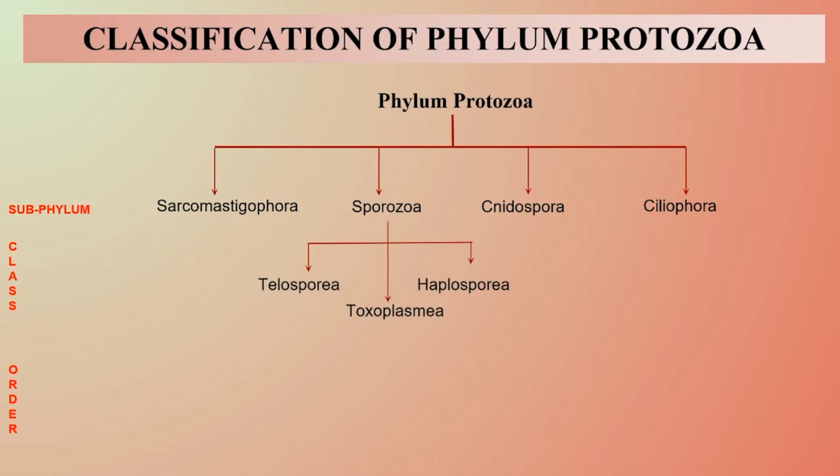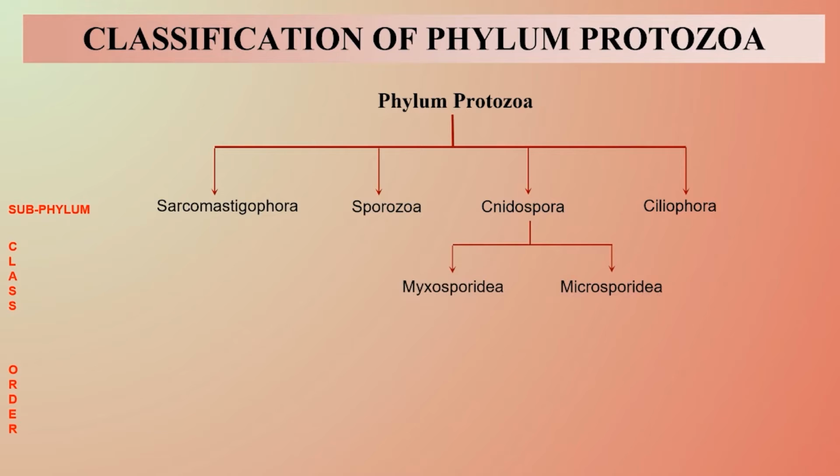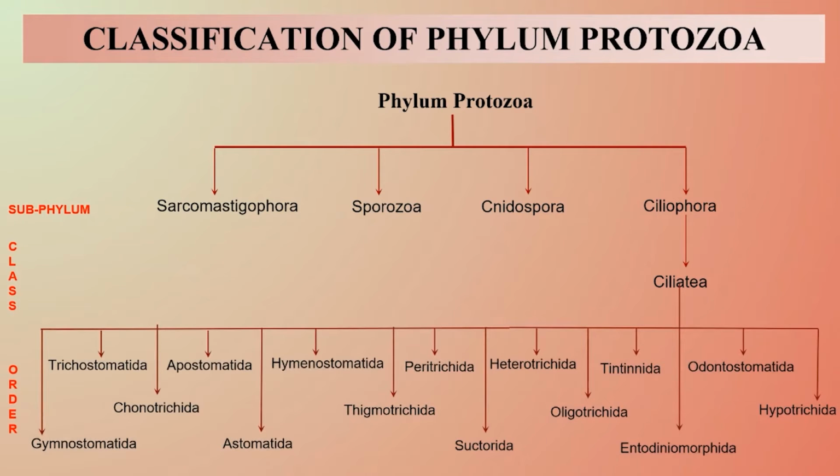Subphylum Sporozoa is classified into three classes. They are Telosporia, Toxoplasmia, Haplosporia. Class Telosporiae is classified into order Eucoicida. Subphylum Nidospora is divided into class Myxosporidae and class Microsporidae. Subphylum Ciliophora is classified into class Ciliatae. The class Ciliatae is subdivided into 15 orders.